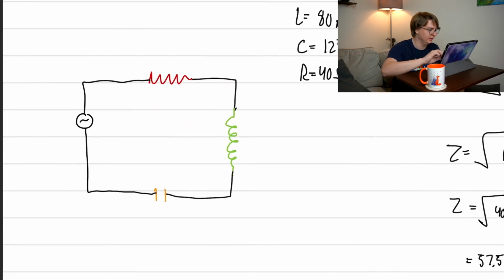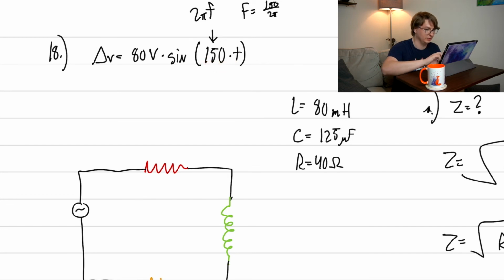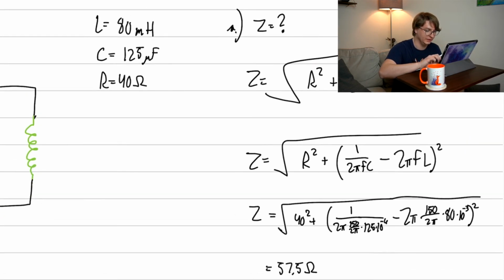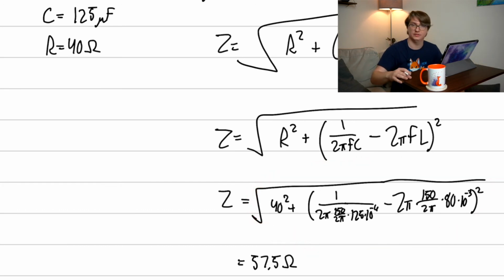Again, we were told the function, oh, it's up here. This 50 has to be 2 pi f. So we can solve for that. So this is just a calculator problem. We put all these numbers in. Just be careful with it. We get total reactance of 57.5 ohms.